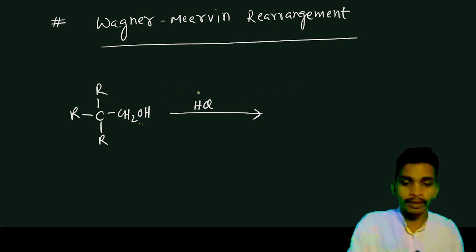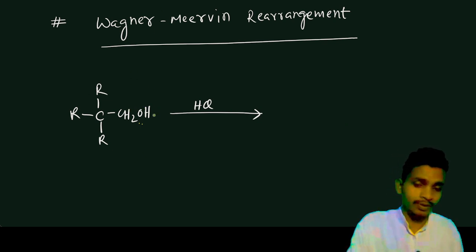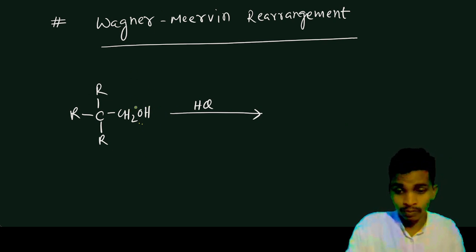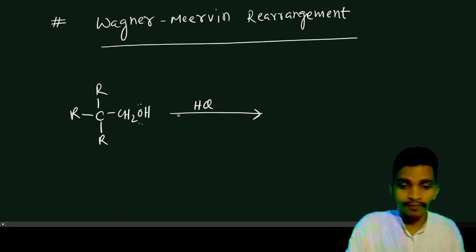The concept is important, while remembering the name of the reaction is not. So this is simply the concept. If we have an OH group, that is an alcohol group, and we have HCl, then the lone pair will attack. HCl means H plus and Cl minus are there.